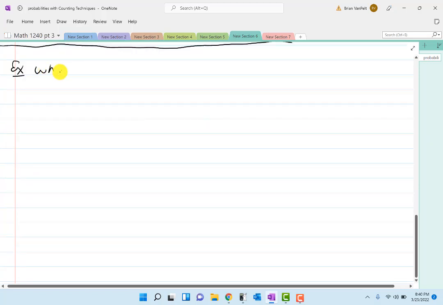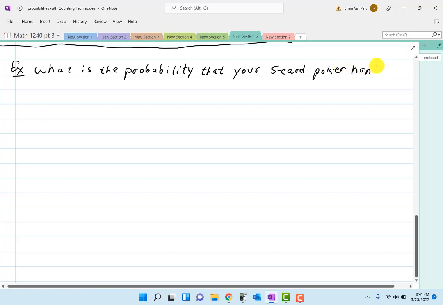What is the probability that your 5-card poker hand is all black?